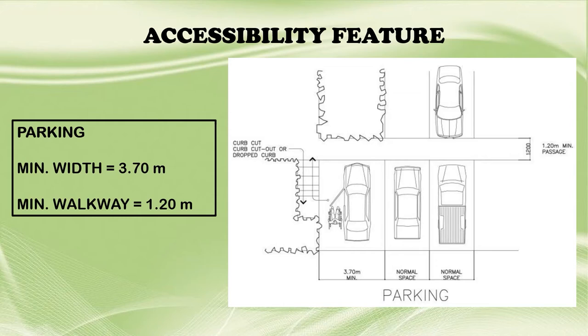Accessible parking slot should have a minimum width of 3.70 meters. A walkway from accessible spaces of 1.2 meters clear width shall be provided between the front ends of parked cars. Provide signages and never locate the parking slot in sloping areas.